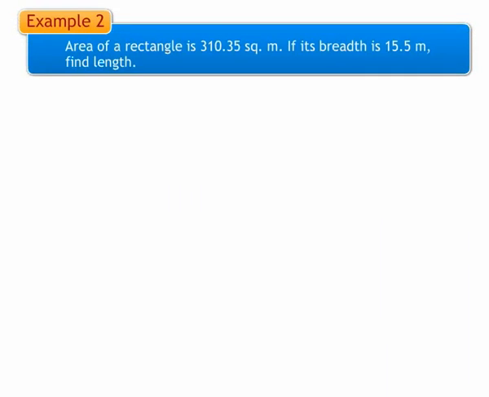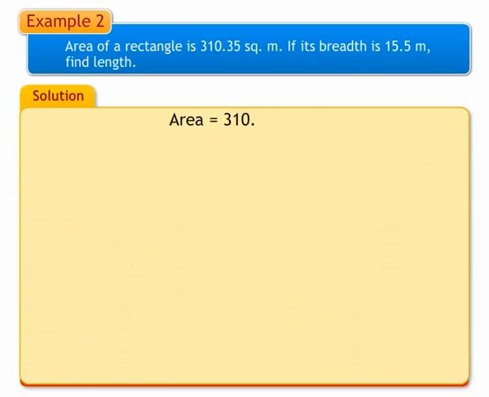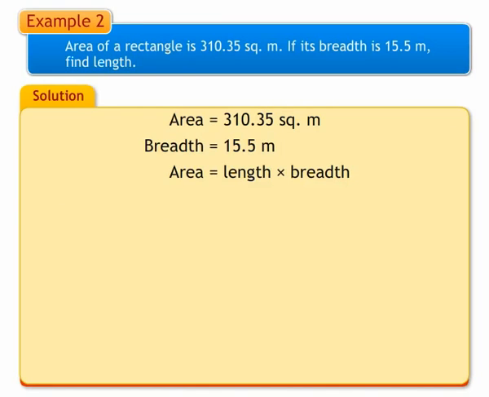Example 2. Area of a rectangle is 310.35 square meters. If its breadth is 15.5 meters, find length. Solution. Area of a rectangle is 310.35 square meters. Breadth is 15.5 meters. Area is equal to length into breadth. Substituting the values, we get 310.35 equal to length into 15.5.